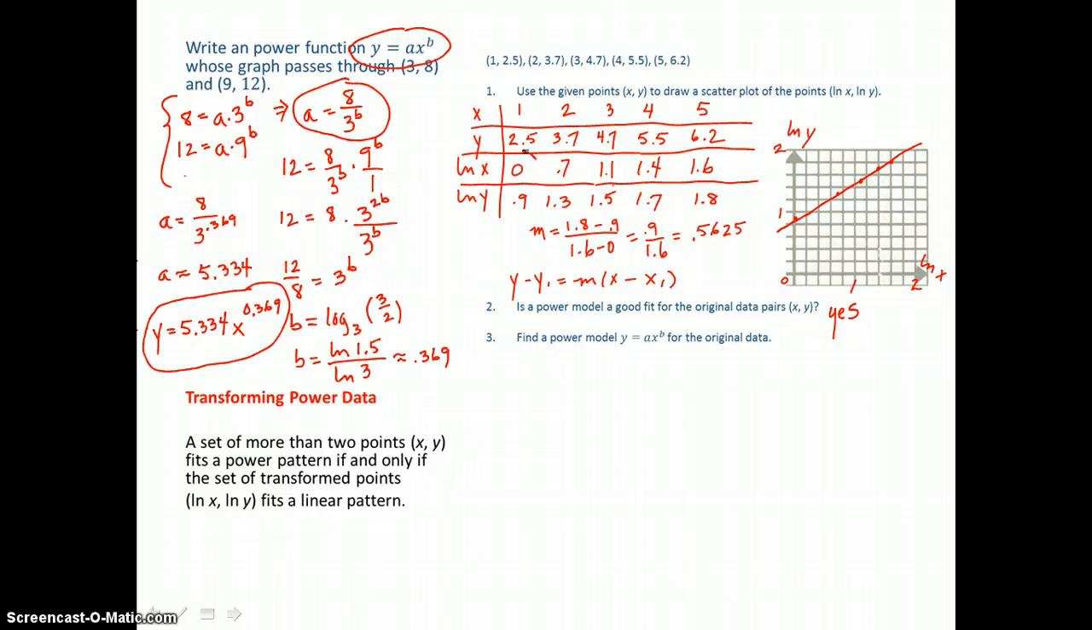So I've gone ahead and I've used the first point and the last point to find the slope for our line. And now we're going to use that point slope form, and I'll use that first point 0.9 to write the equation. So y is ln y, y sub 1 is 0.9, the slope is 0.5625 times x, which is ln x this time, minus x sub 1, which is 0. So now we want to get it in proper form again. So we'll distribute on the right, getting 0.5625 ln x minus 0, or plus 0. And I'm adding that 0.9 from the left-hand side.